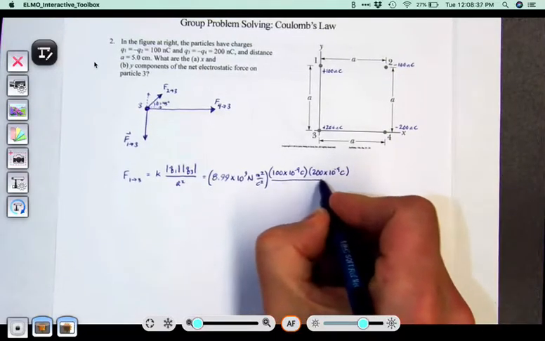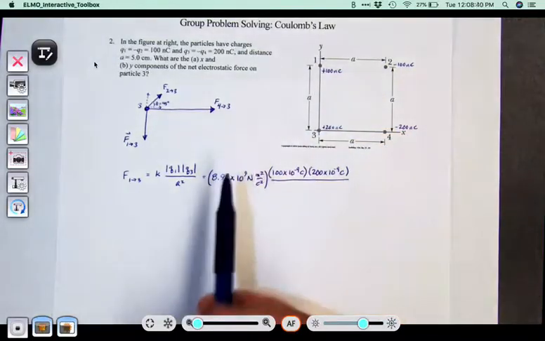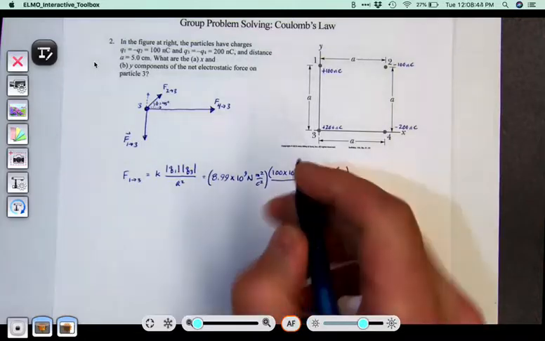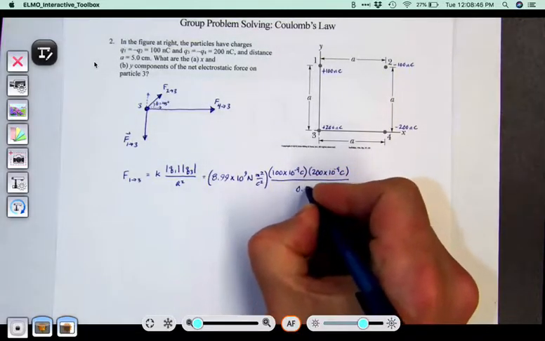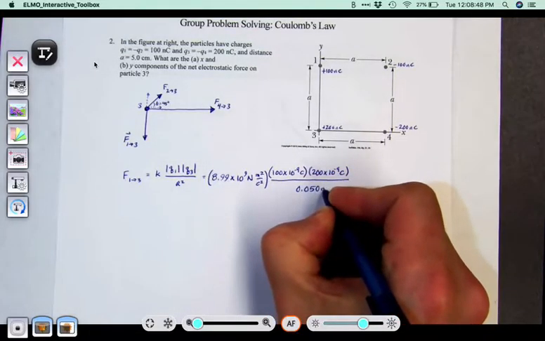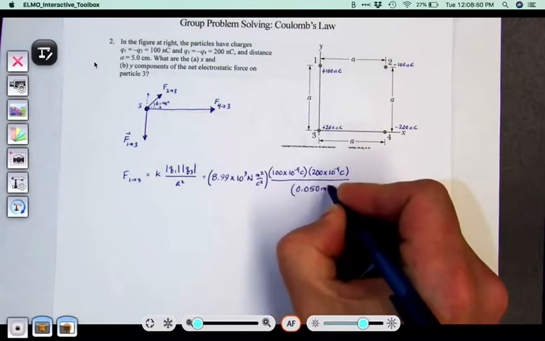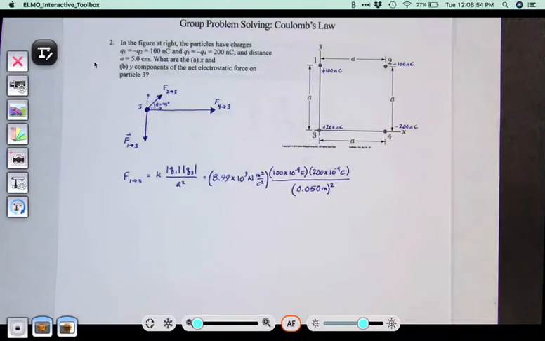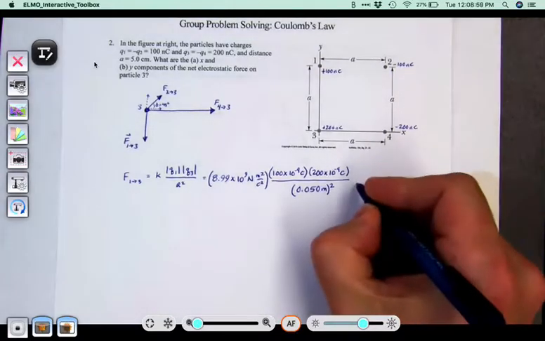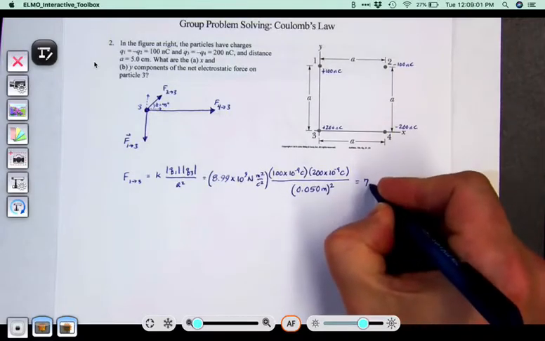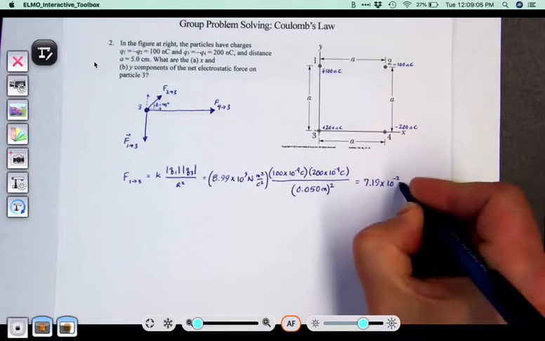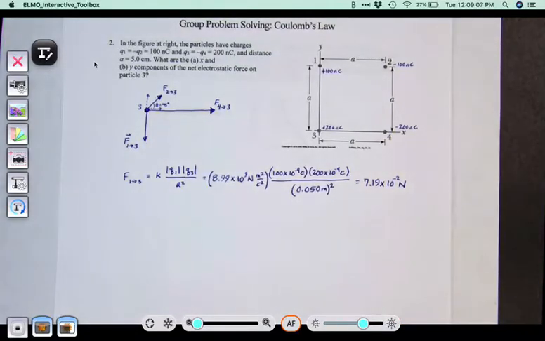And the distance A is 5 centimeters, but I got meters here in my constant units, so I want to put my distances in here also in meters. So 5 centimeters is 0.05 meters, in order for the units to all cancel one another out. If you punch all of that in a calculator, you get this to be about 7.19 times 10 to the minus 2 newtons.